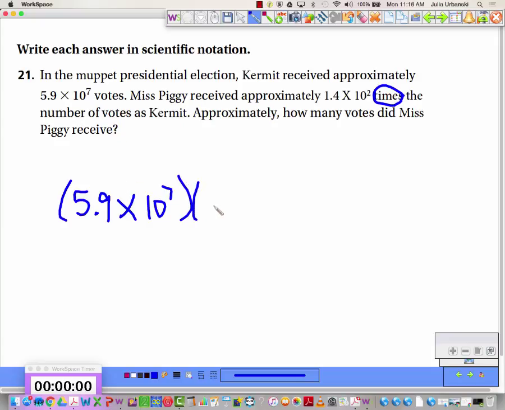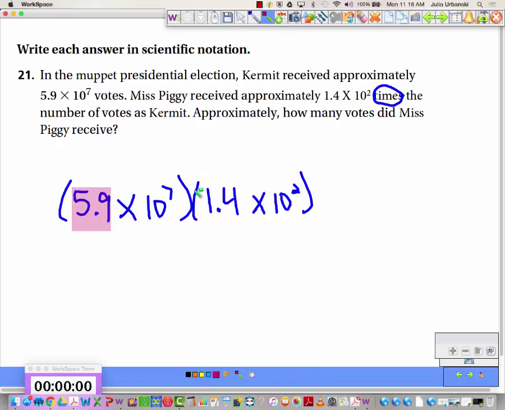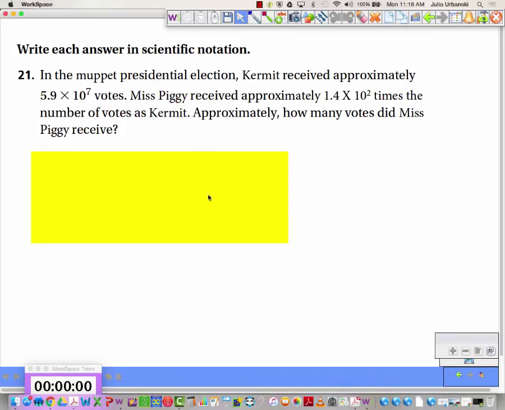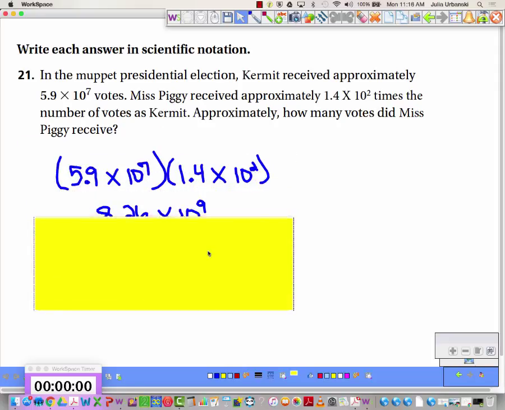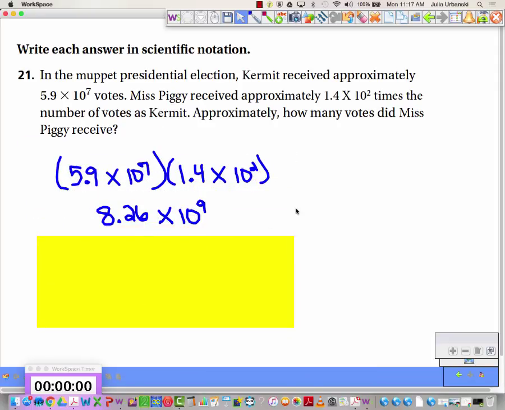So we multiply that. 1.4 times 10 to the second. That's how many more times votes she got. She got like 140 times more votes. So, how do you figure out how many votes Miss Piggy got? You multiply the 5.9 times the 1.4. Put it off, please. Just silence it. Hold on, Miss Mansky. And you get 8.26 times 10 to the 9th.